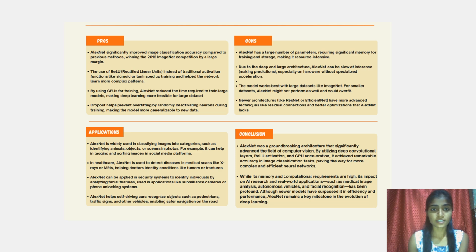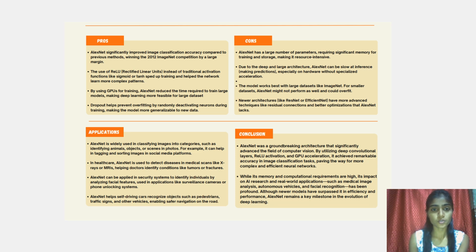Then the pros of AlexNet architecture. AlexNet significantly improved image classification accuracy compared to previous methods, winning the 2012 ImageNet competition by a large margin. The use of the ReLU function instead of traditional activation functions like sigmoid and tanh sped up training and helped the network learn more complex patterns.